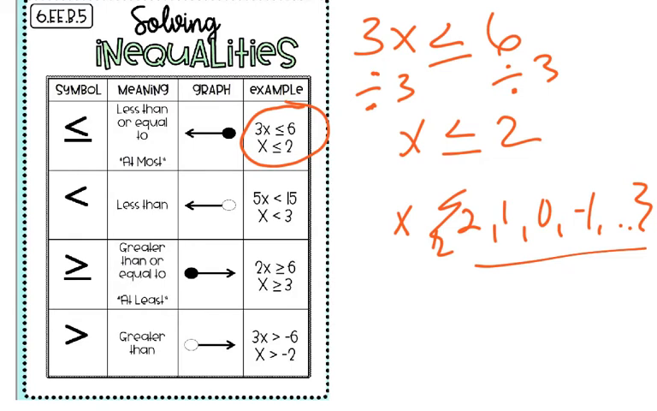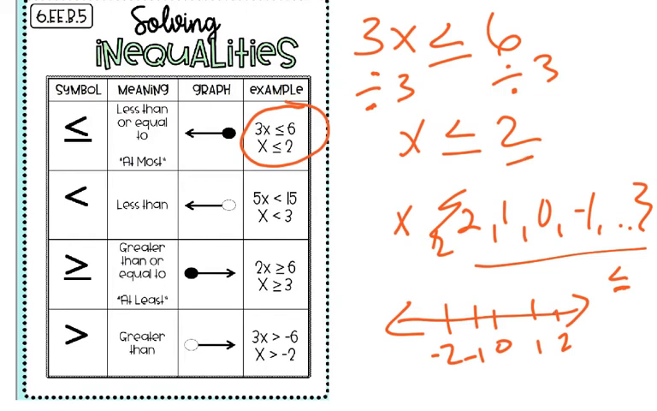Okay? So if I'm going to graph this on a number line, I have 0, 2. And if I have a less than or equal to symbol, it means that the number in my solution is included. So I'm going to shade that in. And then it's less than, so it's anything to the left, and the arrow gets shaded. So that's how you graph it on a number line. So that's how you see it here.